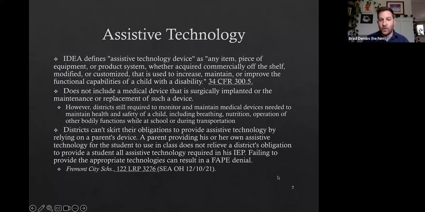If they don't do so, it could be a FAPE denial, and you'd have to consider what was the impact of the failure to provide that. Right? Was the child unable to attend school as a result? And if so, would you be looking at potential compensatory education to make up for the time that they missed?